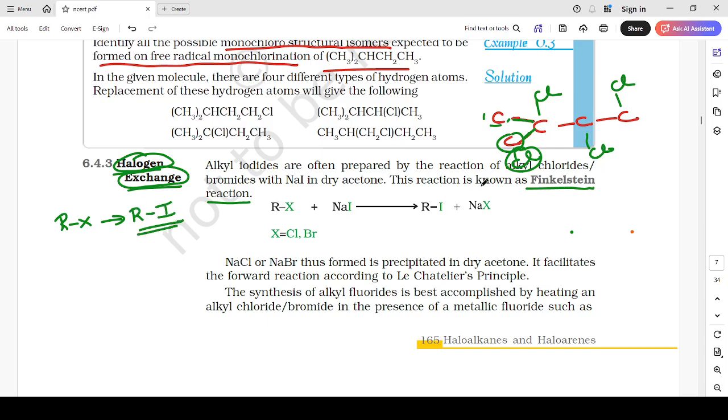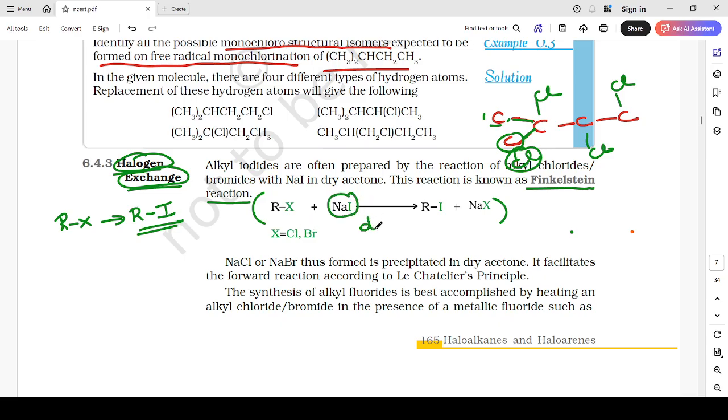They'll be giving you this in the 1 mark section. Write the following reaction. They'll just say Finkelstein, Swarts, etc. You should know what is Finkelstein. You just need to write this reaction, nothing else. You need not describe it and all. Write the reaction. For this, what is your reagent?